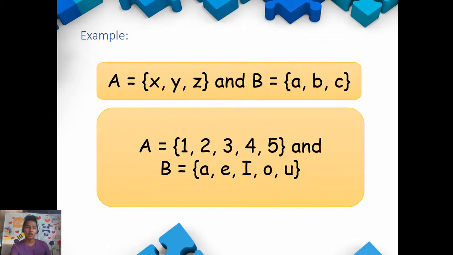Next one. Set A is equal to 1, 2, 3, 4, 5, and set B is equal to A, E, I, O, U. Are they equivalent sets? Yes. How many elements are there in set A? We have 1, 2, 3, 4, 5, and set B we have 1, 2, 3, 4, 5 also. Therefore, they are equivalent sets. Did I make myself clear?